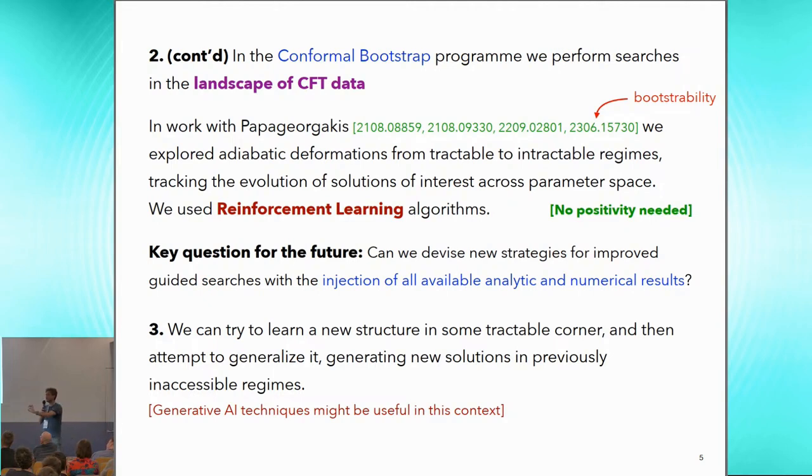And this is precisely the logic that we try to follow with Kostis in a series of papers. And in particular, one of the things that we're doing there, we are exploring adiabatic deformations from tractable to intractable regimes, from weak coupling to strong coupling, tracking the evolution of solutions of interest across parameter space. And we use reinforcement learning algorithms to do that. The way we do it is completely different from the standard approach.